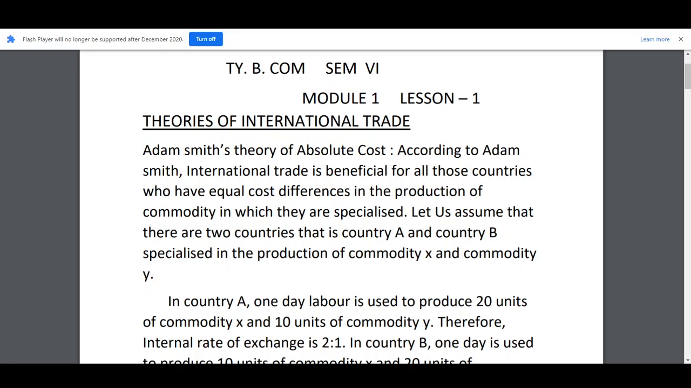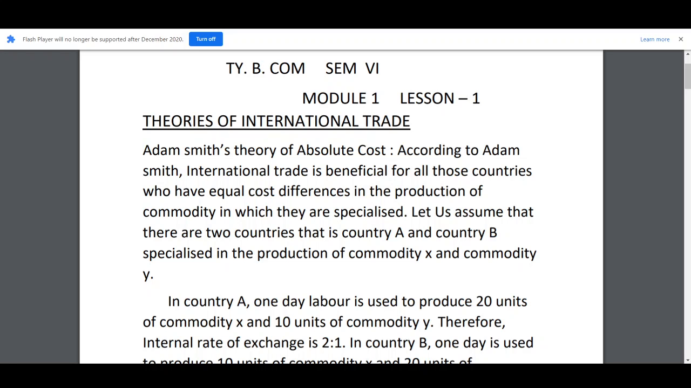The first theory is Adam Smith's theory of absolute cost. Who is Adam Smith? Adam Smith is the classical economist. And according to Adam Smith, he is the father of economics. According to Adam Smith, international trade is beneficial for all those countries who have equal cost differences in the production of commodity in which they are specialized.